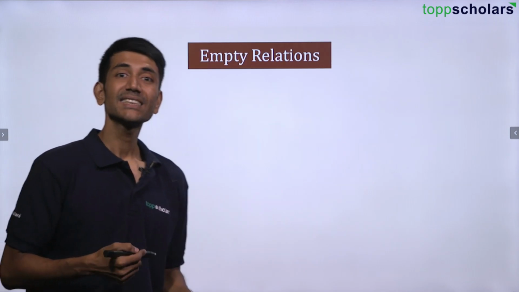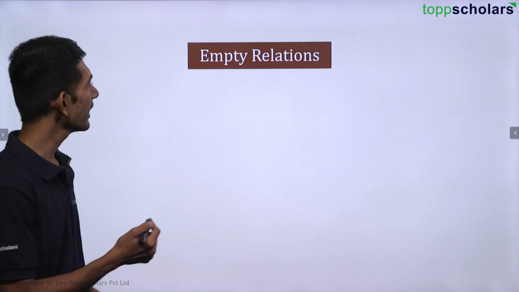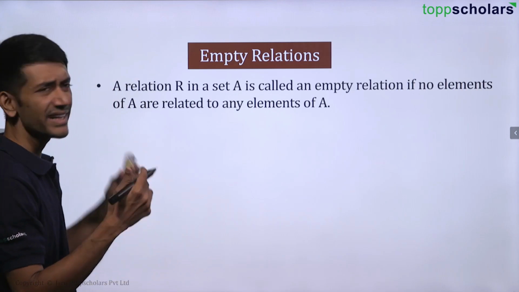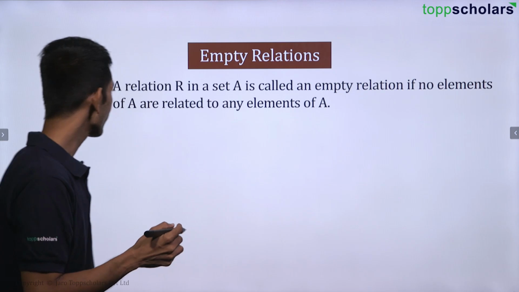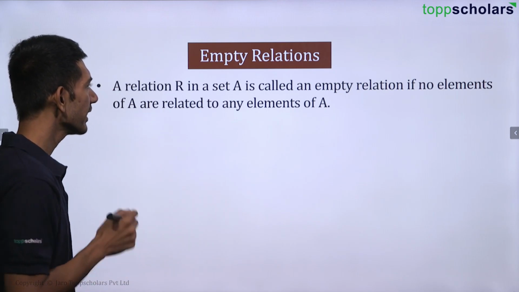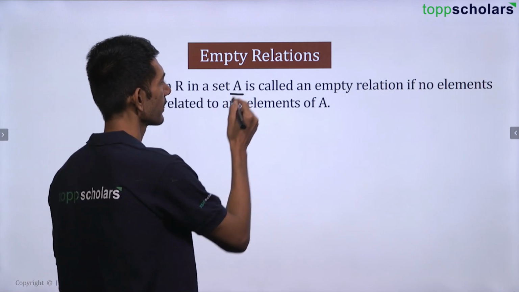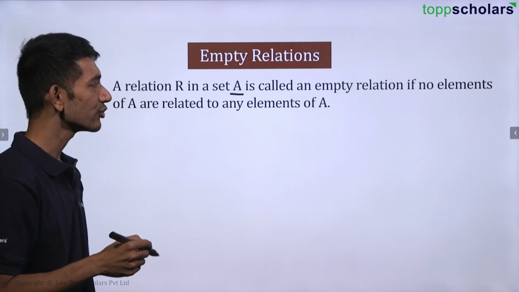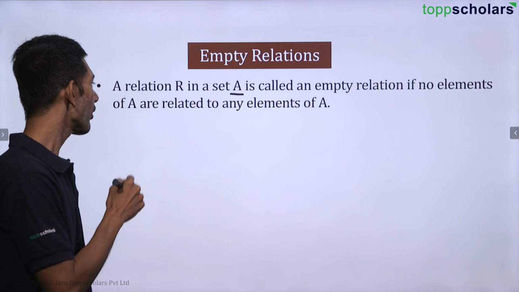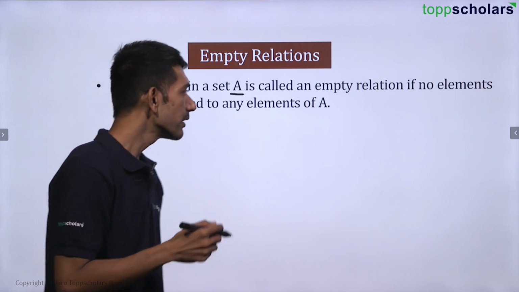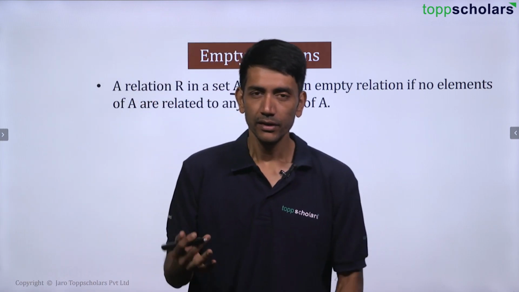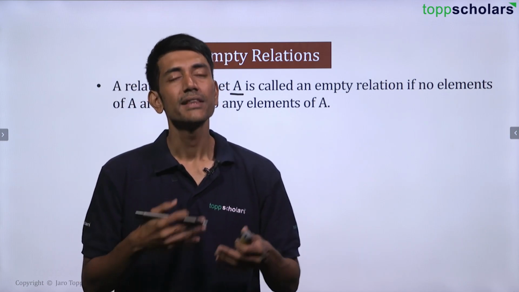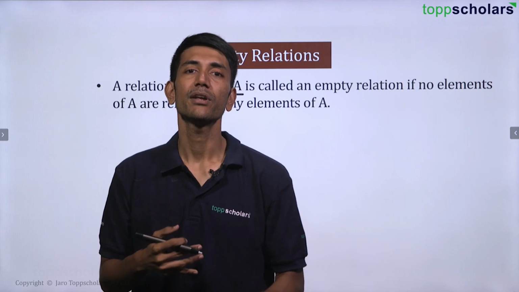Now let us try to understand different types of relation. The empty relation. Let us try to understand the definition of empty relation. It says a relation R in a set A is called an empty relation if no elements of A are related to any elements of A. So, if the elements are not related at all, then we say it is an empty relation.